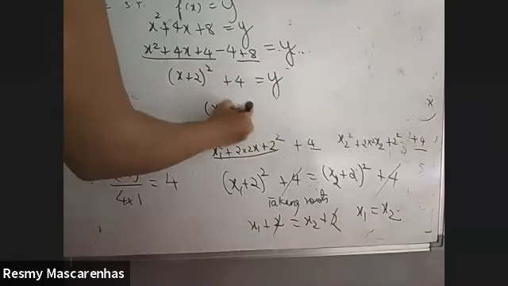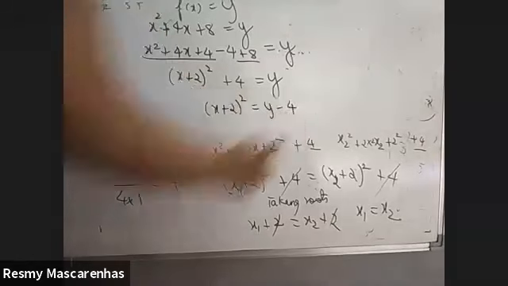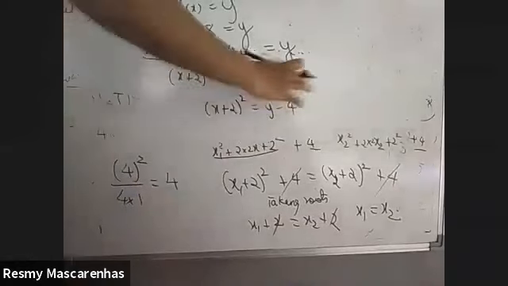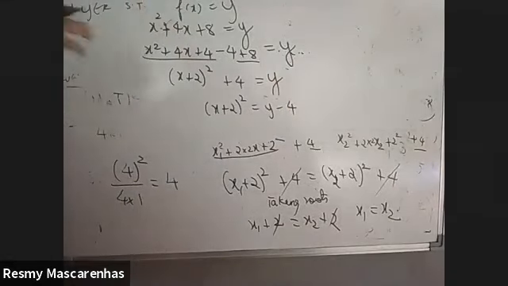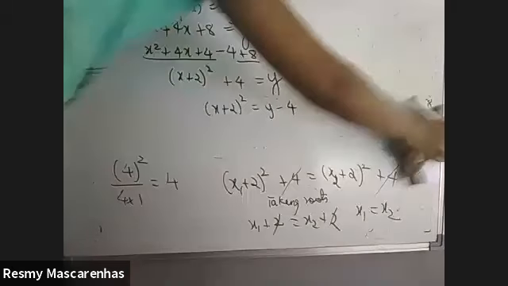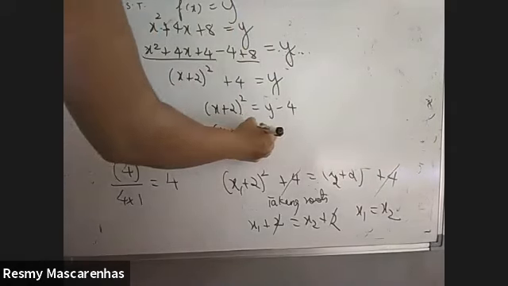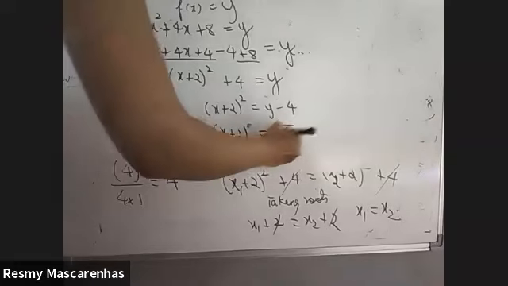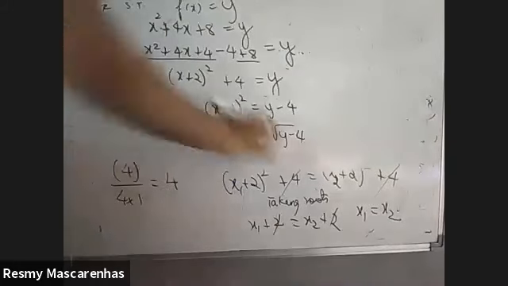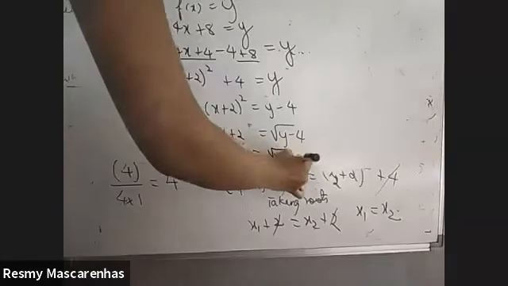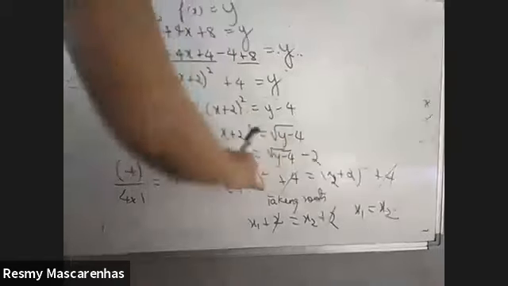So x plus 2 the whole square is y minus 4. Then take root. So x plus 2 will be how much? Root of y minus 4. And then x will be root of y minus 4 minus 2. Okay, the square I took and gave root on the other side. So x is how much? So this is your value of x.